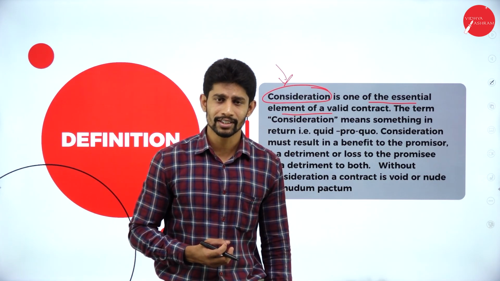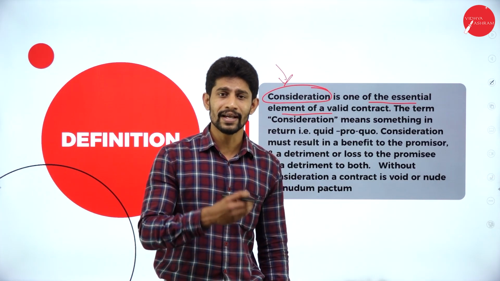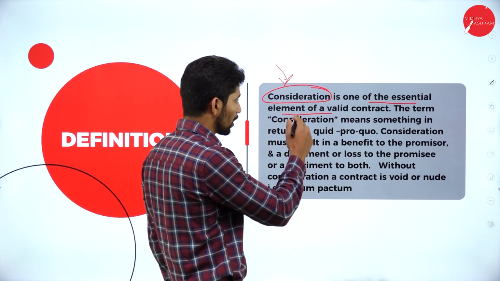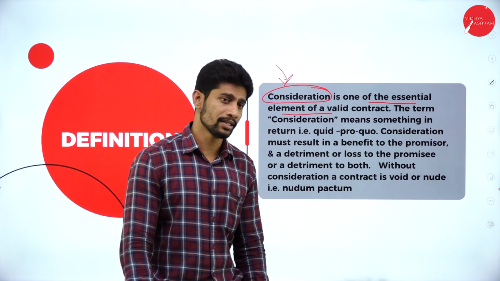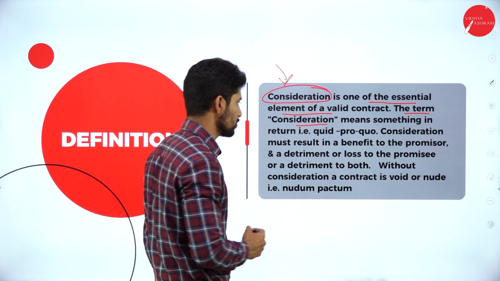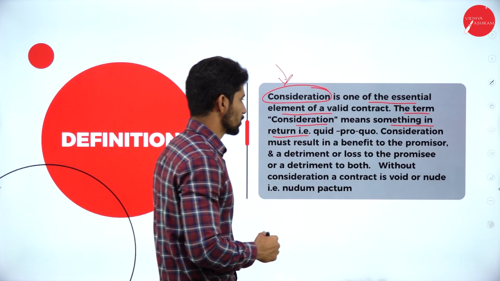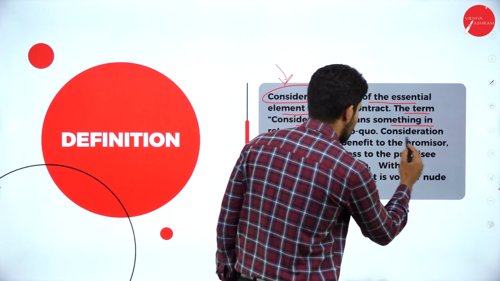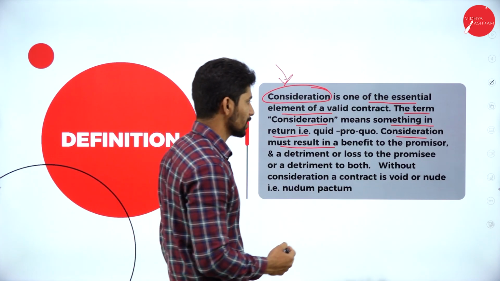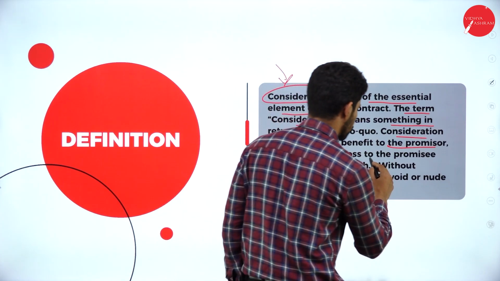So then what is a valid contract? A valid contract is nothing but where both the parties fulfill all the essential elements of a contract. That is called a valid contract. So consideration is one of the essential elements of a valid contract. The term consideration means something in return, that is quid pro quo. Consideration must result in a benefit to the promisor and a detriment or loss to the promisee.